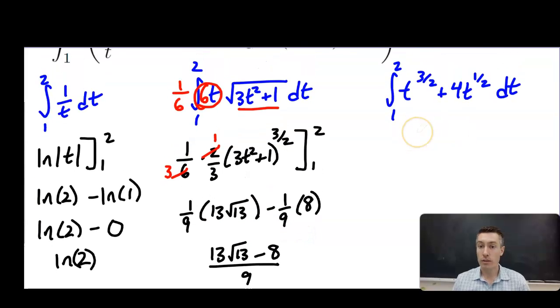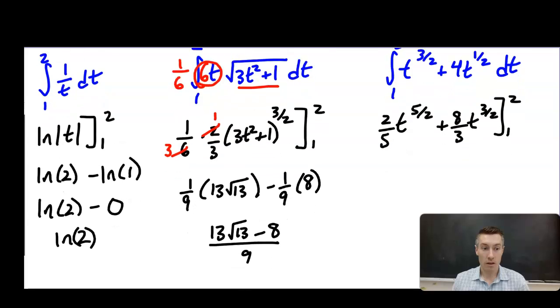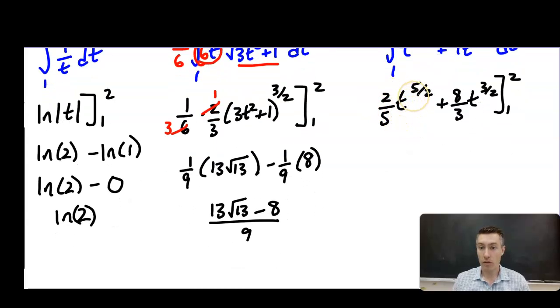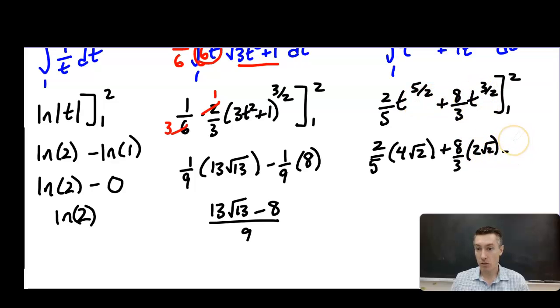And then we have the integral from 1 to 2 of t to the 3/2 plus 4t to the 1/2 dt. So we'll get t to the 5/2 times 2/5 plus t to the 3/2, and then 4 times 2/3 would be 8 over 3, evaluated from 1 to 2. So we get 2 to the 5/2 times 2/5, so that's going to be 4 rad 2. And then plus 8 over 3, 2 rad 2. And then minus 2/5, minus 8/3.